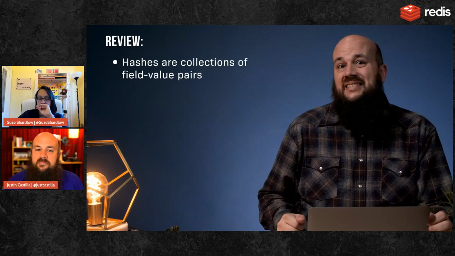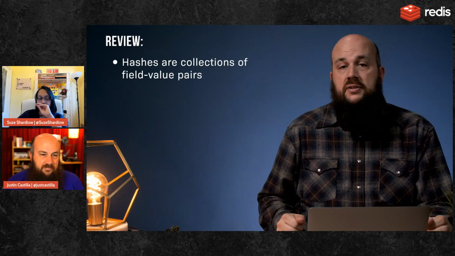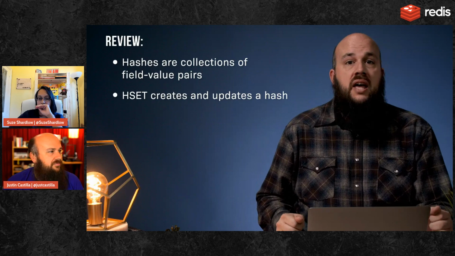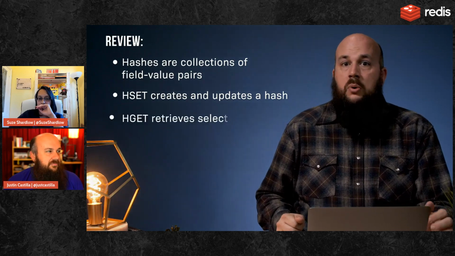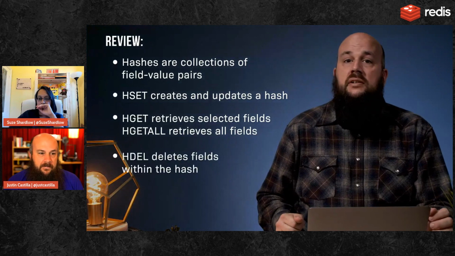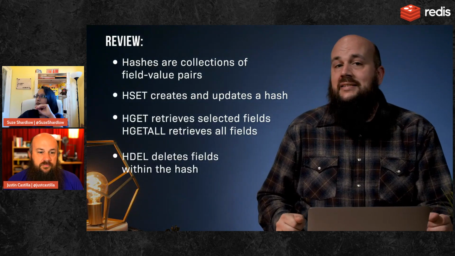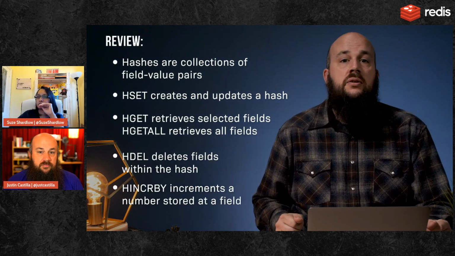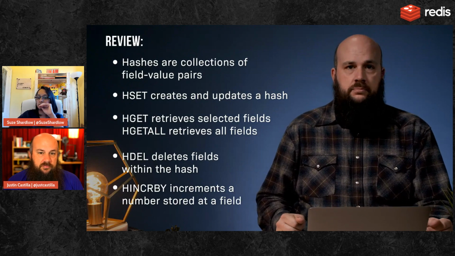Okay, let's review. We've just explored how we can use Redis hashes to represent player objects in an online role-playing game. We've learned that Redis hashes exist as collections of field value pairs. We created and updated hashes using hset. We retrieve data with hget and hgetAll. Fields can be deleted with hdel. Lastly, we incremented numerical values using hincrby.